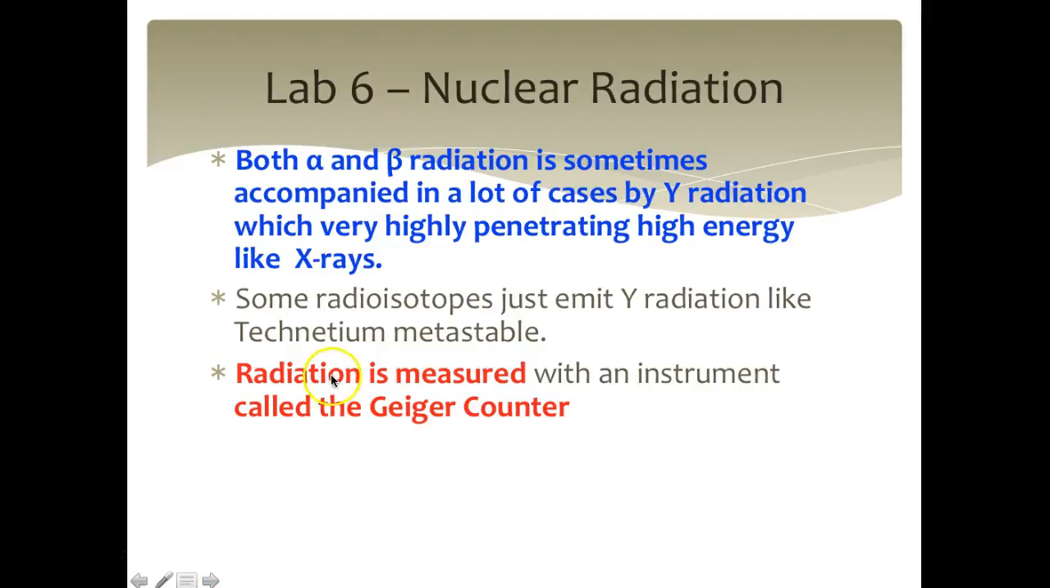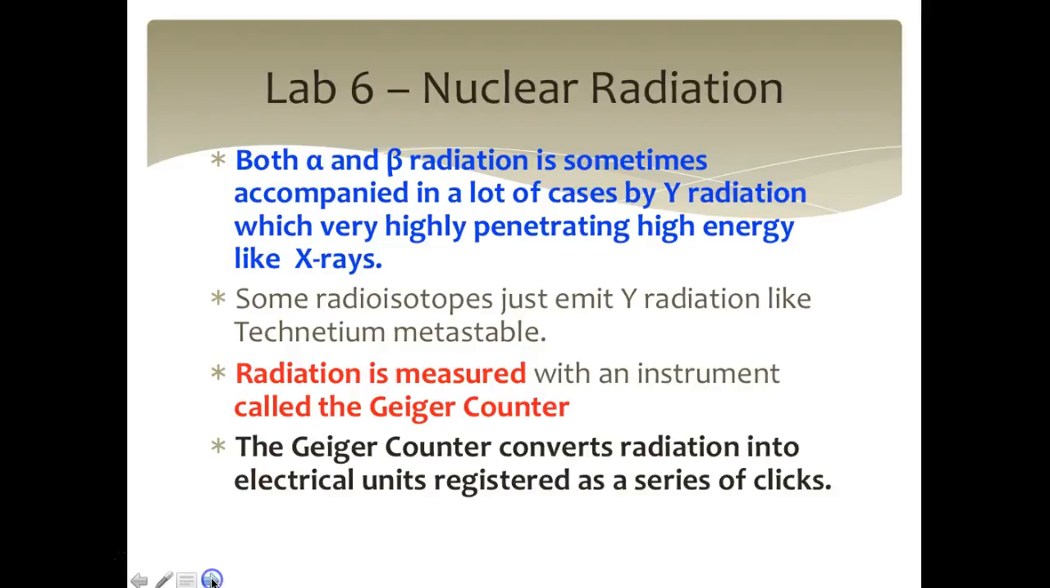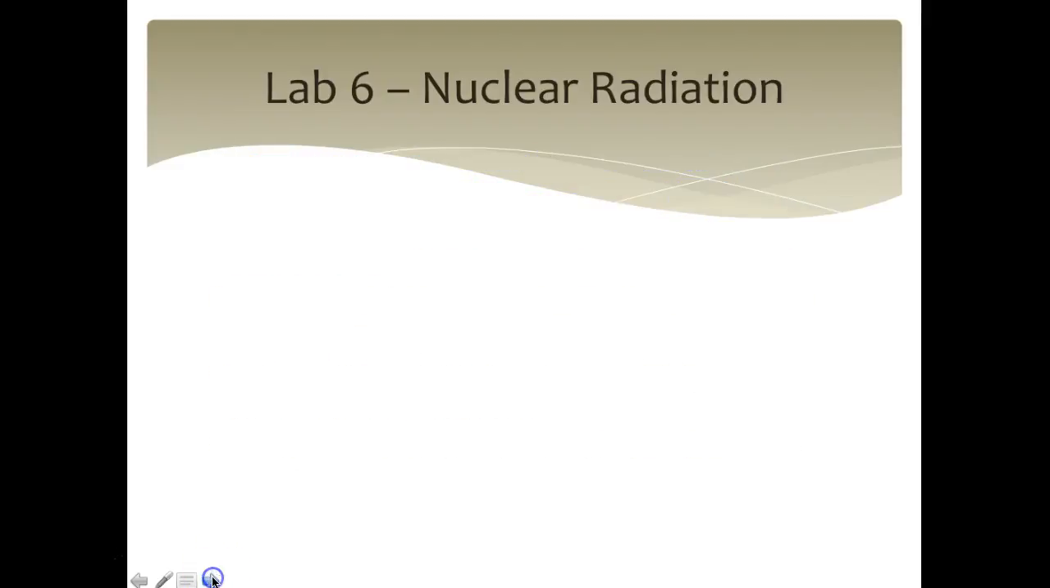So, how do you measure this radiation? How do you measure this radioactivity? The instrument is called a Geiger counter. What it does is it takes that radiation and converts it into electrical units, and then that is registered like a clicking sound, right? So each of those clicks is a unit of radiation.